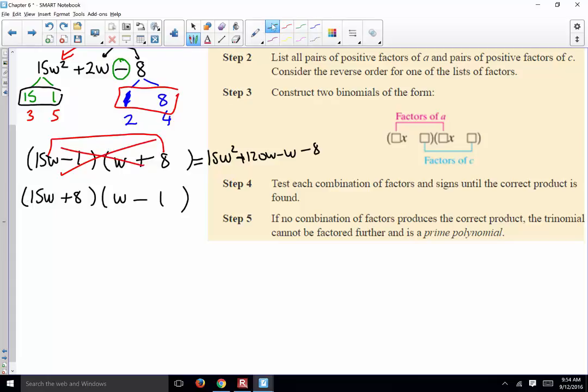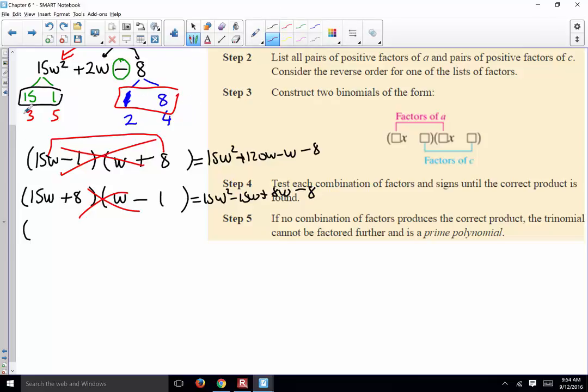We have to try, unfortunately, all of these. That's why I don't like trial and error until you really have some kind of a feeling how 15w breaks. So I'm trying to show you impossible ways. 15 times w is 15w squared minus 15w plus 8w minus 8. This is not making it either, because minus 15 plus 8 is not 2. Okay, so I tried this, it didn't work.